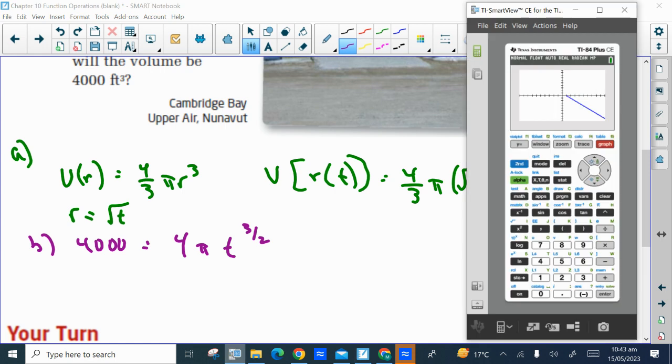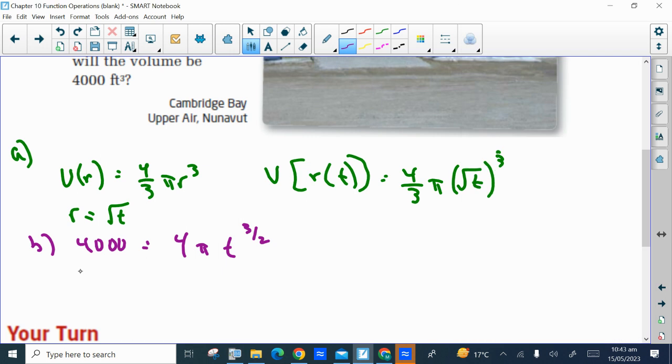My first step would be going to the graphing calculator and going 4,000 divided by 4 pi. And I need to put the 4 pi in brackets. You could definitely do it in 2 steps if you want to, divide by 4 first and then by pi second. But if you do it in 1 step, you got to put the 4 pi in brackets so it keeps them both in the denominator. And this will give us an expression for t cubed, or t to the power 3 halves. It's approximately 318.31.